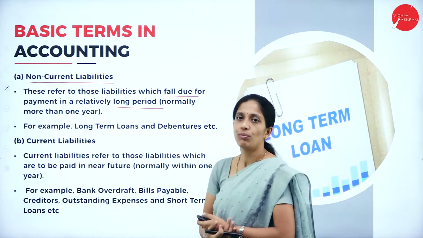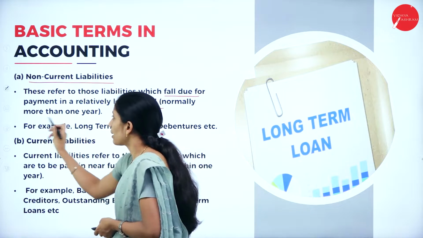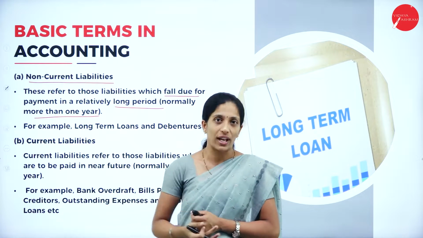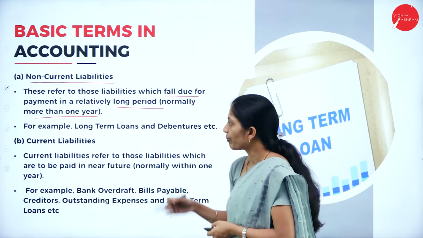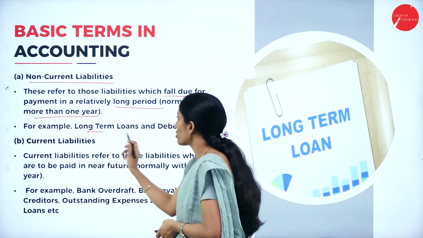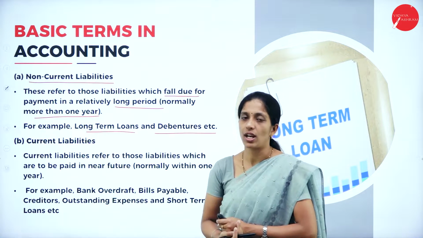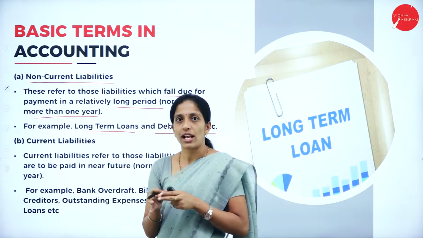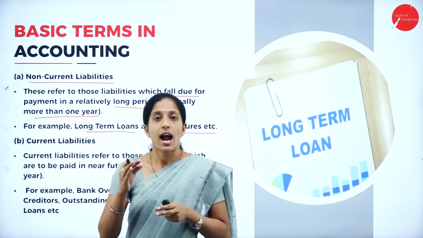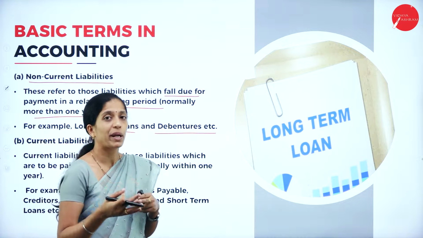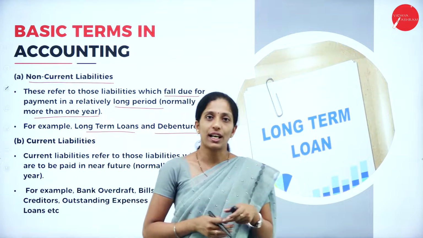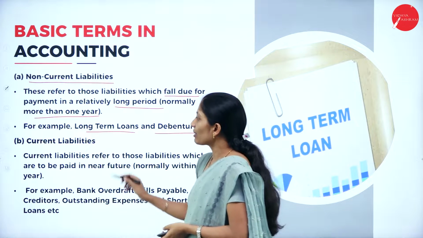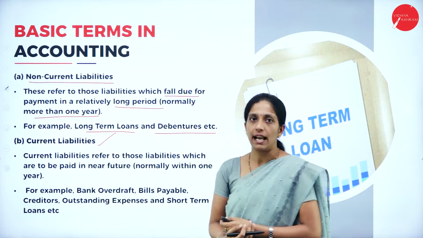So normally more than 1 year. Here the payment has to be made more than 1 year. So they are termed as what? Non-current liability. For example, long-term loans and debentures, etc. So here if the organization has borrowed long-term loans and the duration of payment is more than 1 year, then it is known as what? Non-current liability.